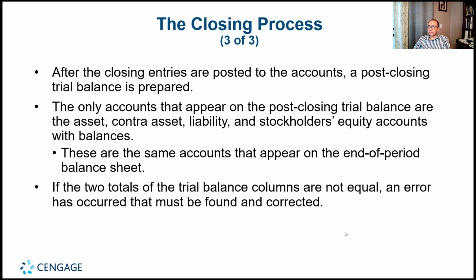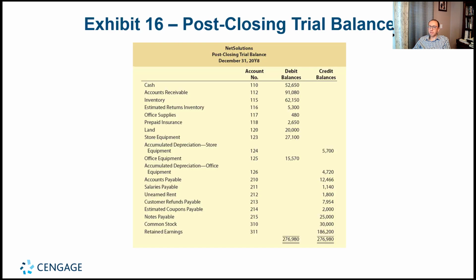So after the closing entries are posted to the accounts, a post-closing trial balance has to be prepared. The only accounts that appear on the post-closing trial balance are the assets, contra assets, liabilities, and stockholders' equity accounts with their balances. So these are the same accounts that appear on the end of period balance sheet. These are the accounts that we call permanent accounts. If the two totals of the trial balance columns are not equal, we have an error and we must find this error. So this is how the post-closing trial balance would look.